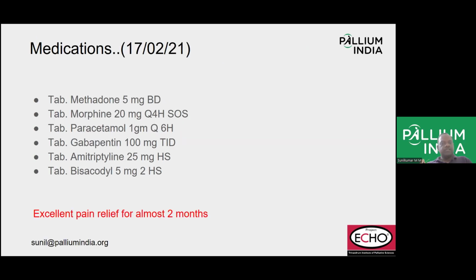So this is how you have to start methadone. Tab methadone 5 milligram BD, and morphine she was receiving, 20 milligram Q4H SOS. Injection paracetamol is a very costly medication. Maybe 1 gram might cost between 300, 400 to 1000 rupees. So tab paracetamol 1 gram 6 hourly. The gabapentin can be continued, but with a note that we can stop it once the patient gets good pain relief with methadone. Amitriptyline and bisacodyl.